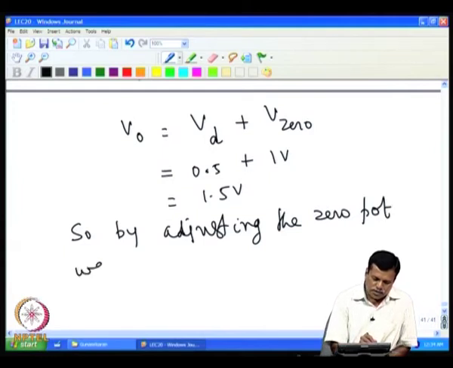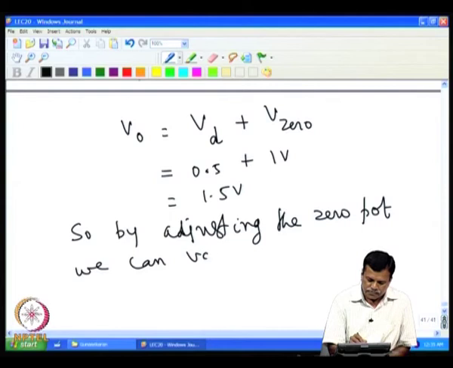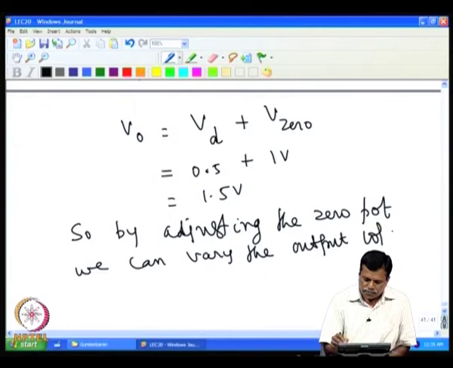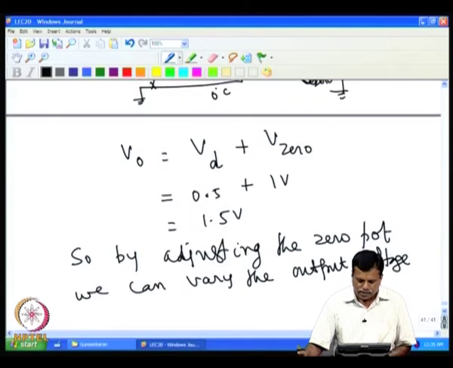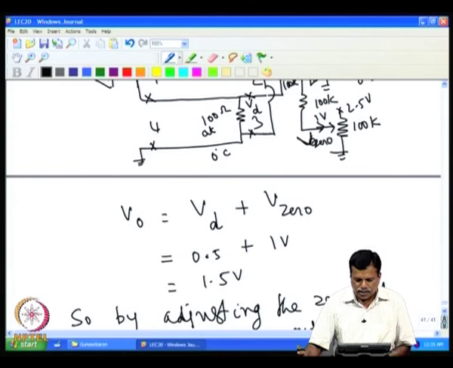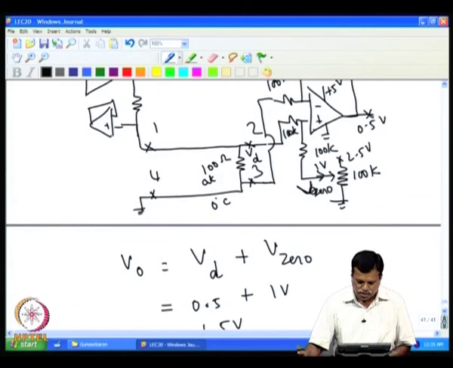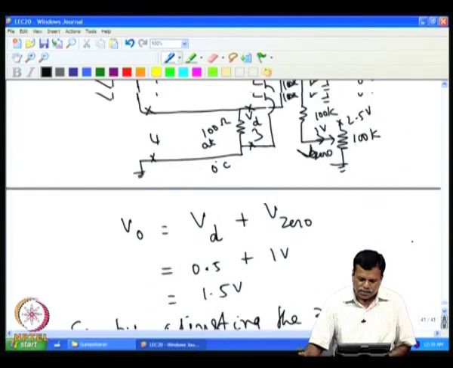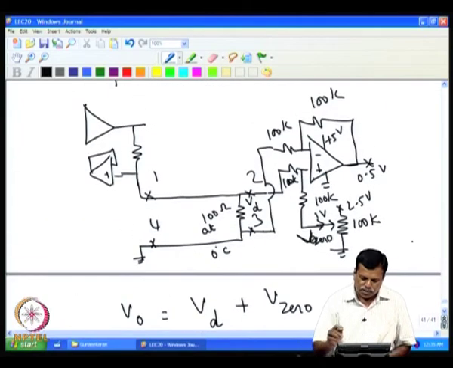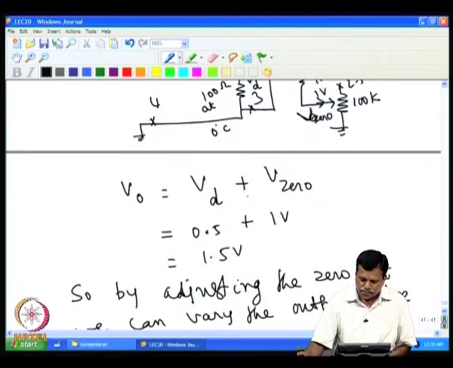Zero part, we can vary the output voltage, because this is required later in our design, that we have to vary this voltage depending upon the requirement. So, this 0 adjustment is required. So, the only thing now is we have to estimate what is the expected output voltage here when the temperature goes to 400 degree C.